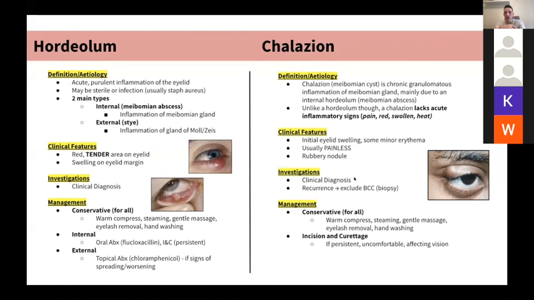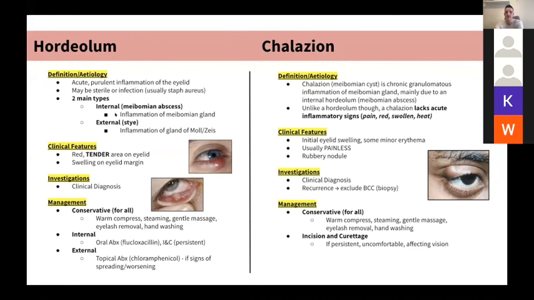So with eyelid stuff, the three main things that you'll see are a hordeolum, a chalazion, and blepharitis. So a hordeolum is usually our sty. There's a few different types depending on where the inflammation is, but the most common one is an external sty, which is like this one here.